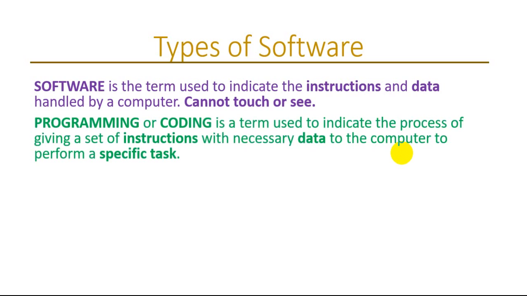Then we use another term called programming or coding, both are the same, whichever you want to use. It is a term used to indicate the process of giving a set of instructions with necessary data to the computer to perform a specific task. Right? If you want to do something using the computer, the set of instructions and data you give to get that particular job done is called coding. Giving these instructions and data to the computer to get something done is called coding or programming. Okay.